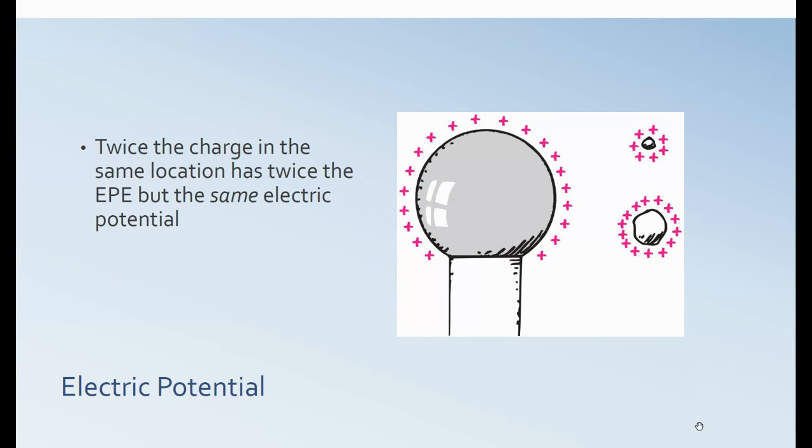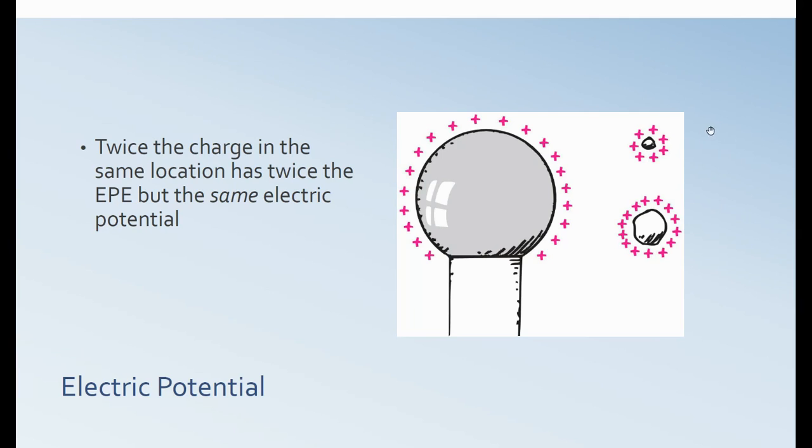So if we have two particles, particle A up here is kind of small and has a small amount of charge. And then we have particle B down here that has twice the charge. Particle B is going to have twice the electrical potential energy, but it's going to have the same electrical potential that we measure in volts. And you might think, well, how can this be? Remember that our volts, or our electrical potential, is our EPE, or electrical potential energy, divided by the coulombs.